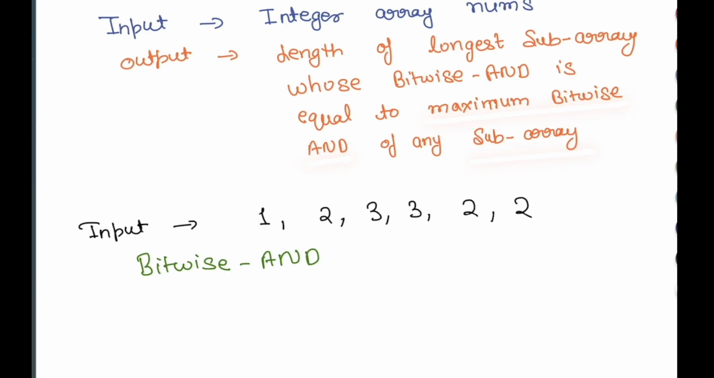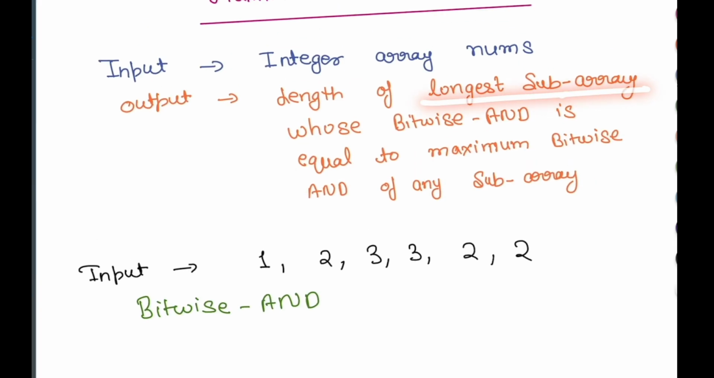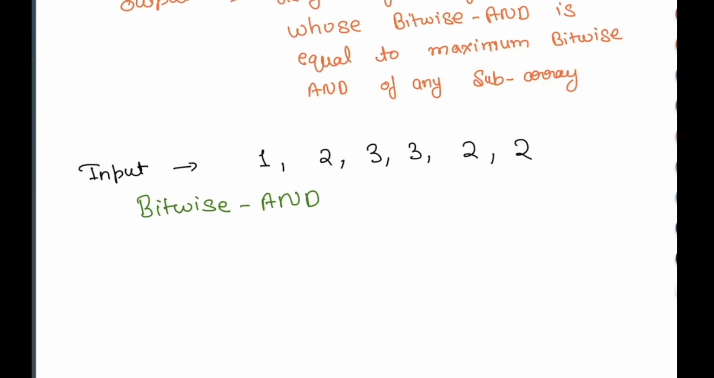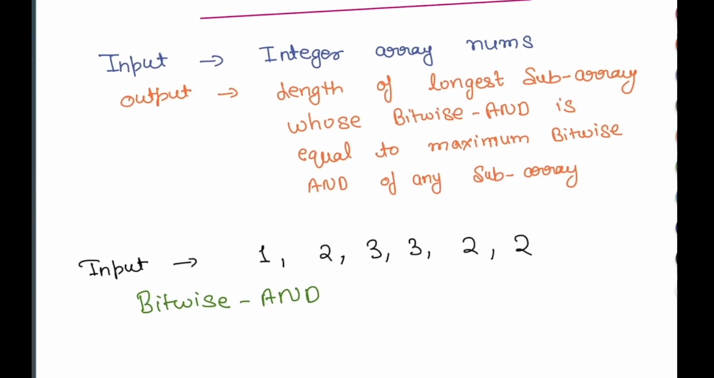As of now, we are not trying to find the longest subarray. We are trying to find the subarray which has the maximum bitwise AND. And that will always be equal to a subarray with one element. That one element should be the maximum, right? Now, once you know the maximum bitwise AND of any subarray, you can search for a subarray which is the longest but still has the bitwise AND equal to the maximum.